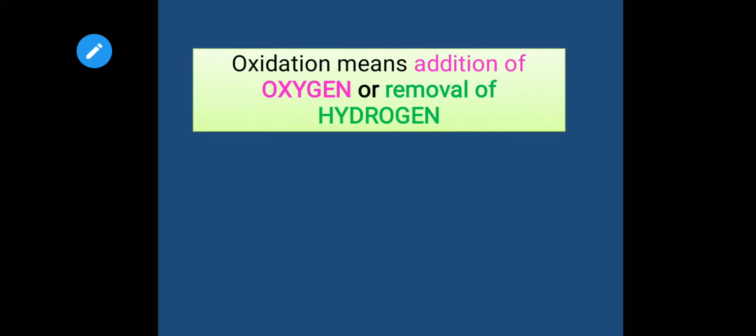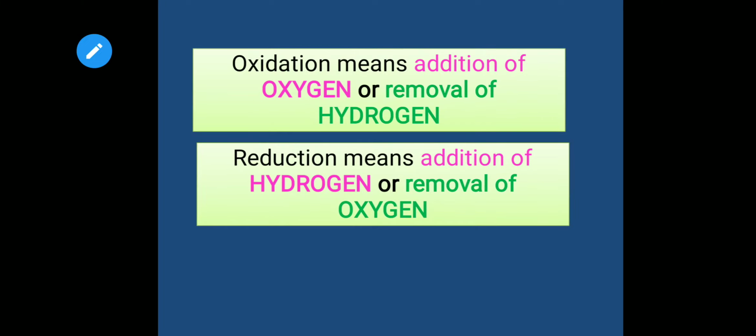Redox stands for reduction plus oxidation, meaning redox is a combination of reduction and oxidation. In this reaction, one substance is being reduced and the other is being oxidized. First, let's understand the meaning of these terms, oxidation and reduction. In simple terms, oxidation means addition of oxygen or removal of hydrogen, and reduction means addition of hydrogen or removal of oxygen.